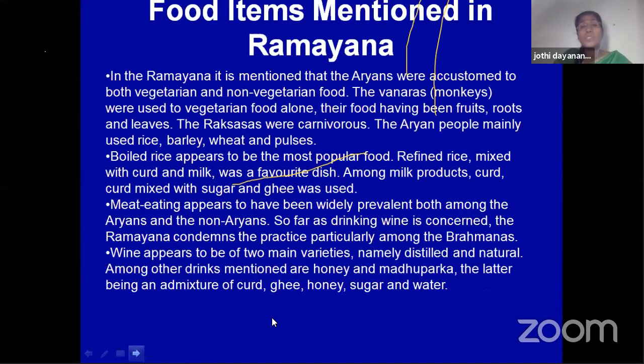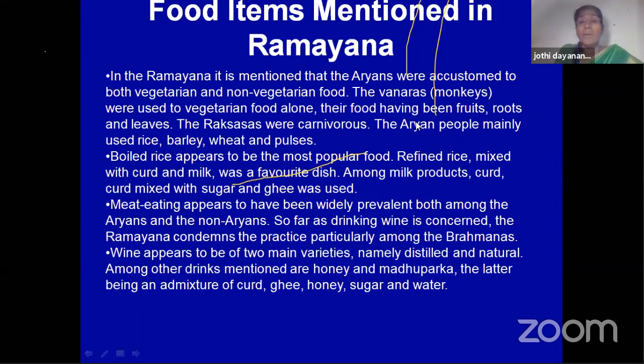Right. So food items mentioned in the Ramayana: there is a mention that the Aryans were accustomed to both vegetarian and non-vegetarian food. The Vanaras, the monkeys, have been mentioned as used to vegetarian food alone. Their food was basically fruits, roots, and leaves. And Rakshasas have been mentioned. Rakshasas or Ravanas were carnivores, and they depended more on animals for food.